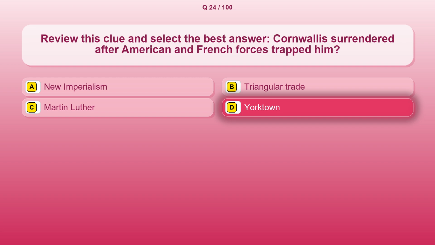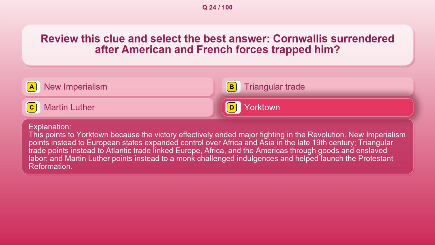The correct answer is option D, Yorktown. This points to Yorktown because the victory effectively ended major fighting in the Revolution. New imperialism points instead to European states' expanded control over Africa and Asia in the late 19th century. Triangular trade points instead to Atlantic trade linked Europe, Africa, and the Americas through goods and enslaved labor. And Martin Luther points instead to a monk challenged indulgences and helped launch the Protestant Reformation.